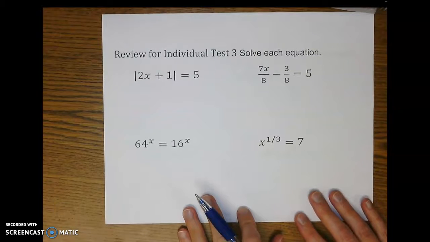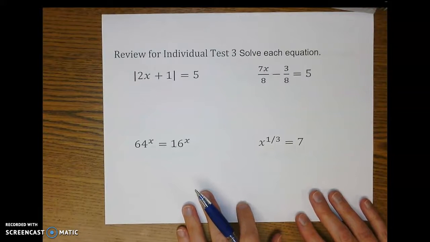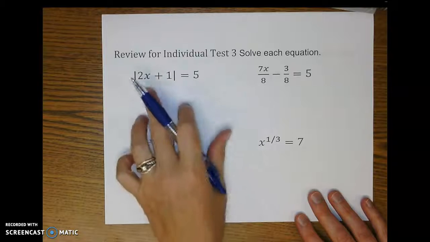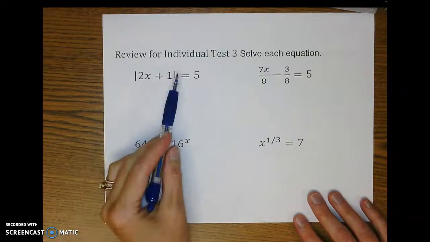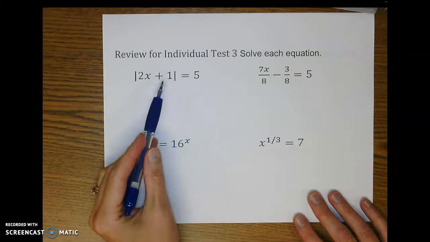Okay, so today we're going to review for individual test 3. I'm just going to show you some different types of problems. The first one is an absolute value equation. Recall that absolute value means the distance away from 0.